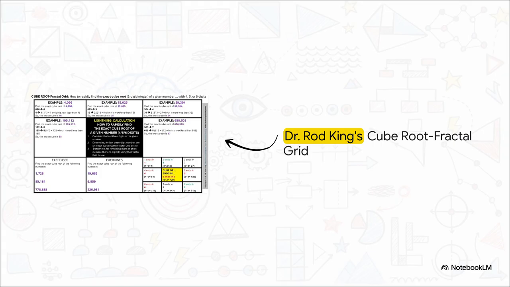You see, Dr. King has spent his life obsessed with lightning calculations: multiplication, addition, subtraction, squares, and of course, cube roots. He invented new ways to calculate using pattern thinking, combined with what he calls fractal gridding. It's a visual note-taking tool he created to make these mental feats super easy. And here, he introduces his Cube Root-Fractal Grid.